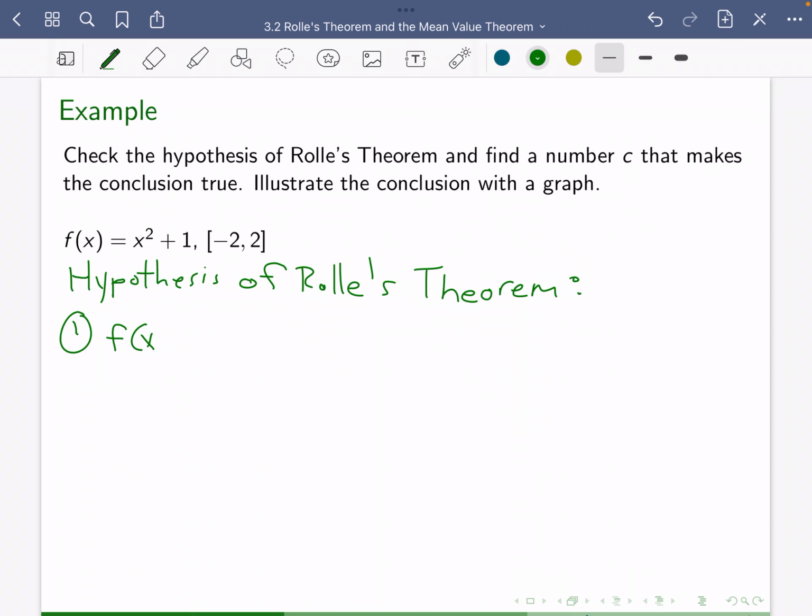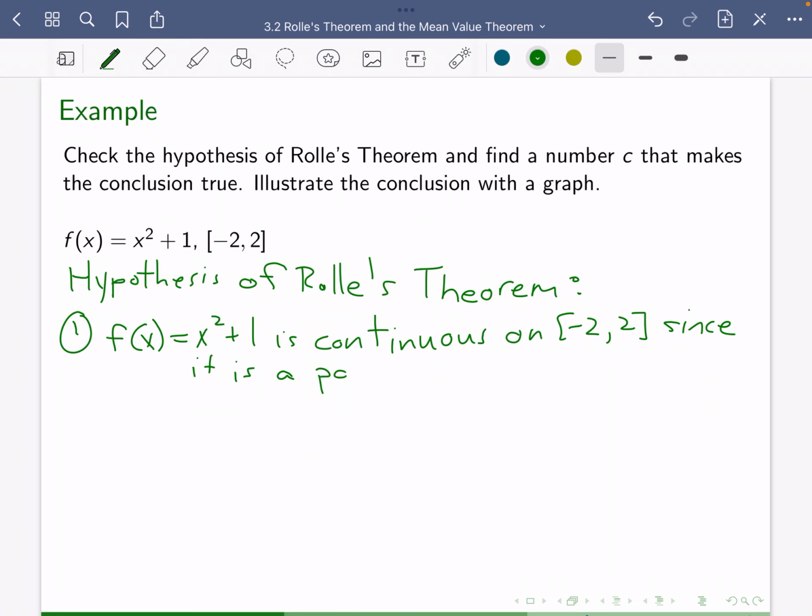We can observe that f of x equals x squared plus 1. It is continuous on -2 to 2, since it is a polynomial. And polynomials are continuous everywhere.